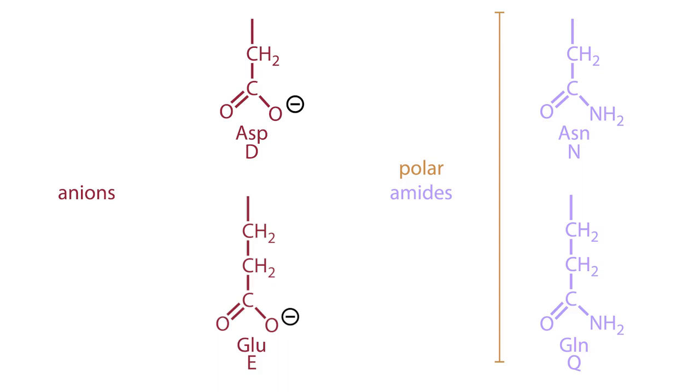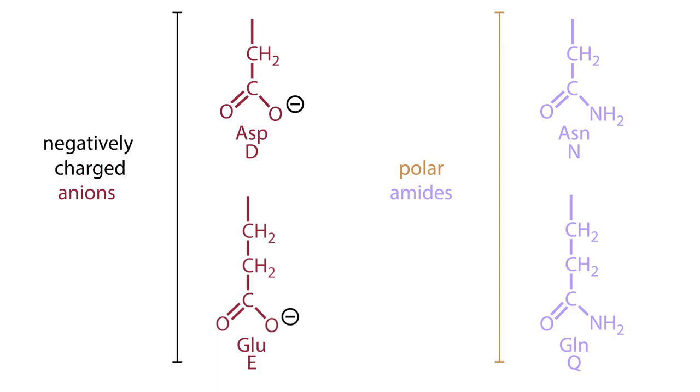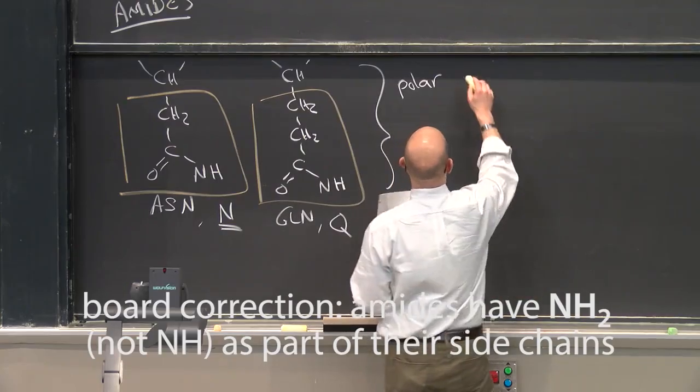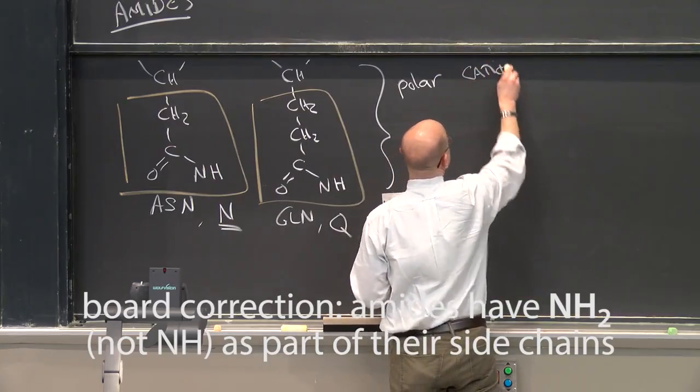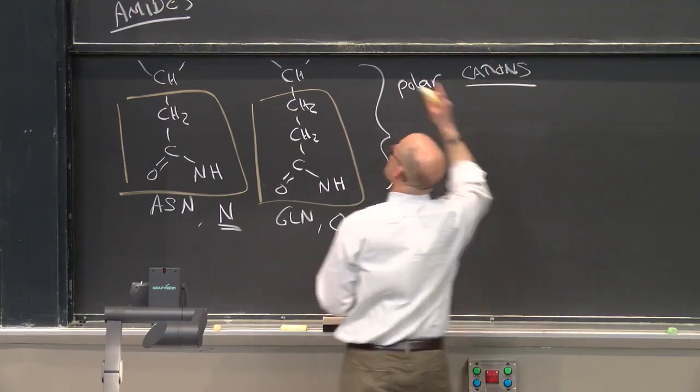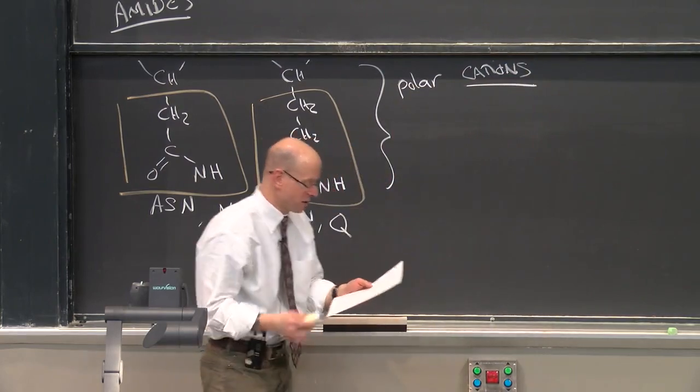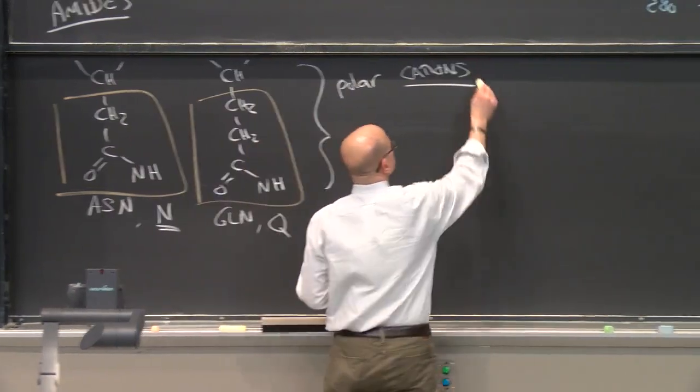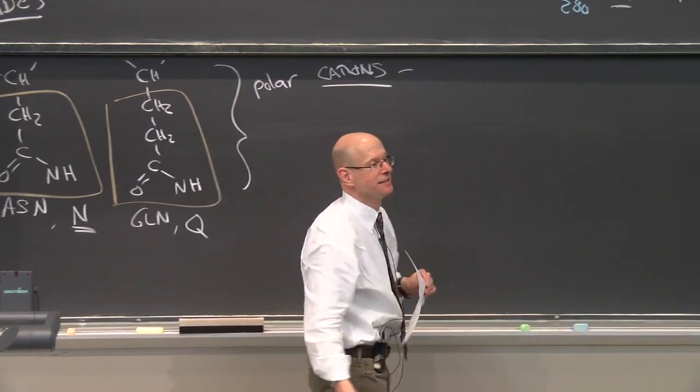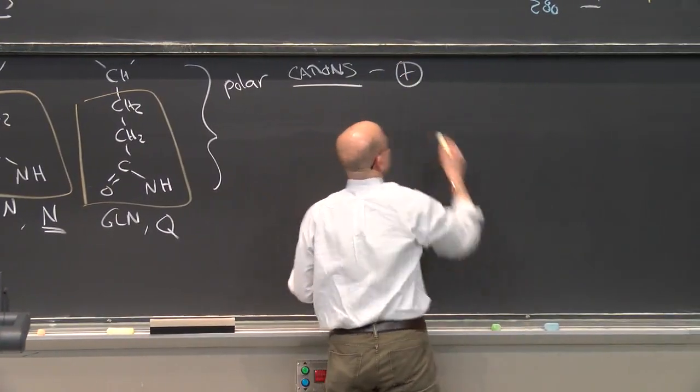Now of course I should have pointed out the anions have what charge? Yeah, they have a negative charge. And just as you might have expected, if I have anions, I must have cations. There are 3 of them here. What's the charge on a cation? Positive.